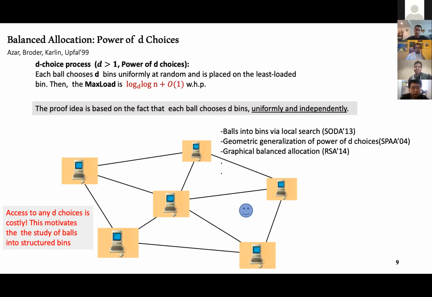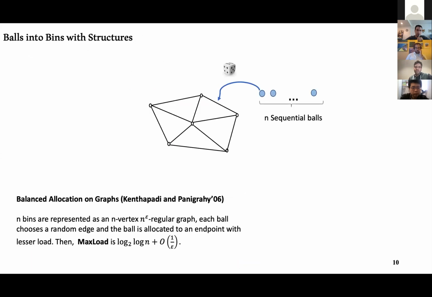Motivated by this application, several variations of the balanced allocation model have been studied. For instance, balls into bins via local search, where a ball picks a random bin and is then only allowed to search in a local area to find a bin with minimum local load. One of the first results in this area, I mean balls into bins with a structure, is called balanced allocation on graphs, introduced by Kenthapadi and Panigrahy. Here they assume that the bins or servers are interconnected as a graph, and when a ball arrives, it picks a random edge from the graph, looks at the bins incident to the edge, and the ball is allocated to the bin with minimum load.